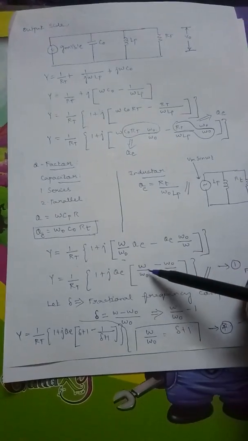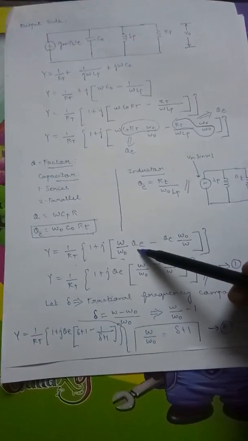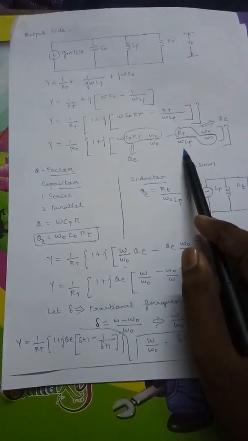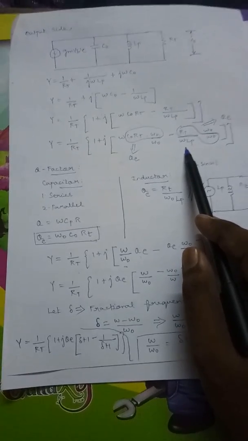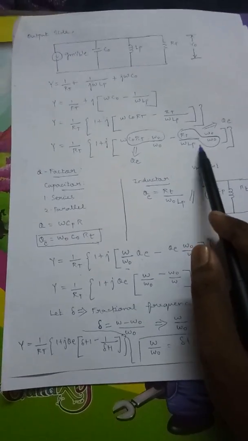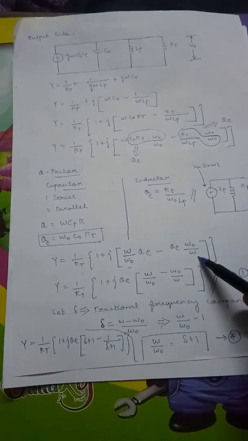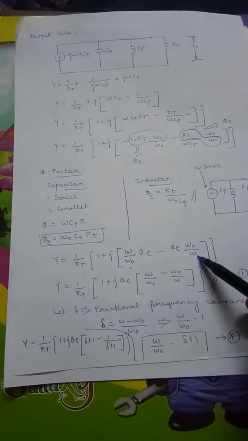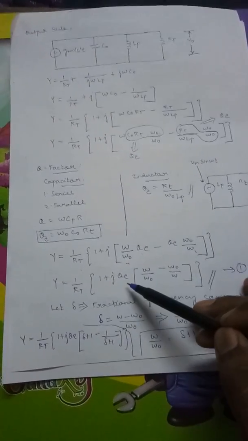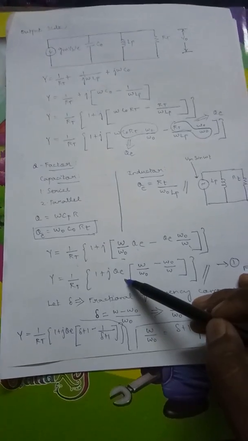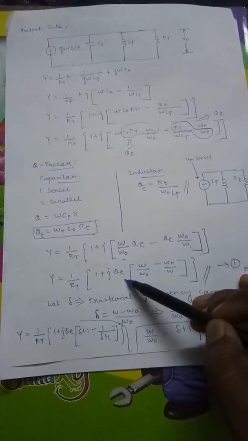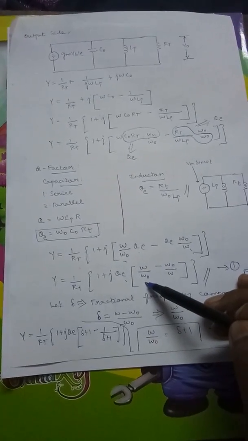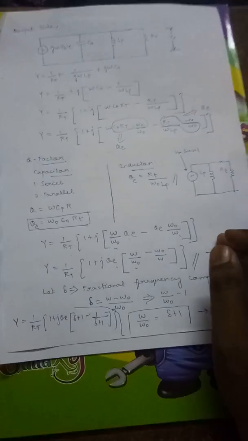So this will be omega by omega naught into QE minus RT by omega naught into LP, which is going to be written as QE. So this term will be modified as QE into omega naught divided by omega. If I take the value of QE outside, then YE will be equal to 1 by RT into 1 plus j QE into omega by omega naught minus omega naught by omega.